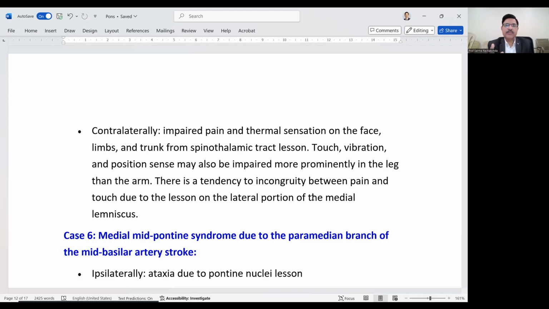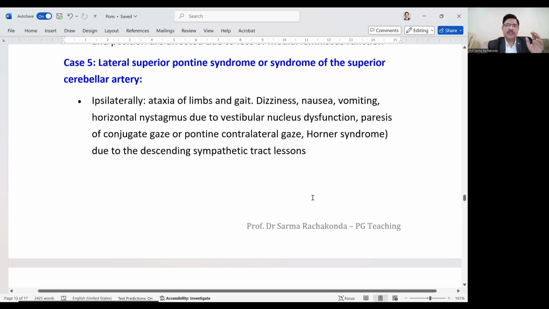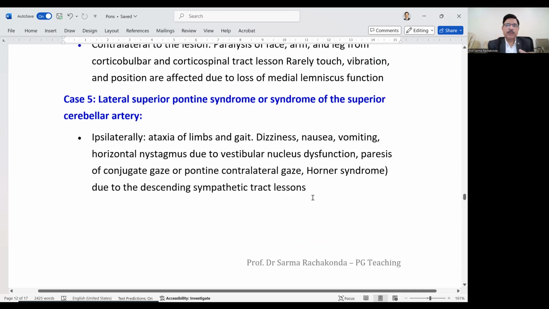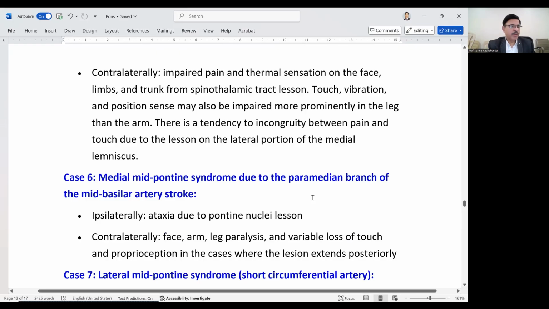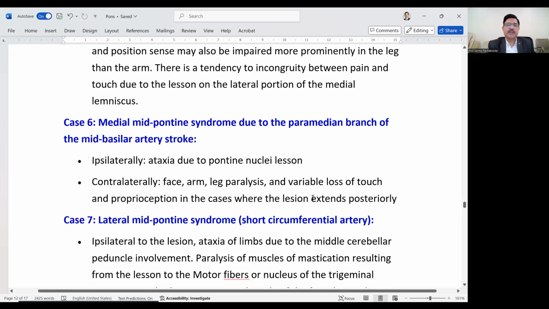Whereas spinothalamic effect produces the pain and temperature. That is why it is a dissociated sensory syndrome. In the syndrome of superior cerebellar artery, dissociated sensory loss can be seen. Medial mid-pontine syndrome is due to the paramedian branch of the mid-basilar artery.